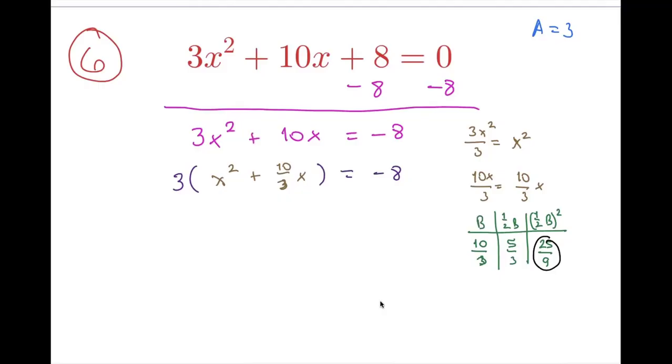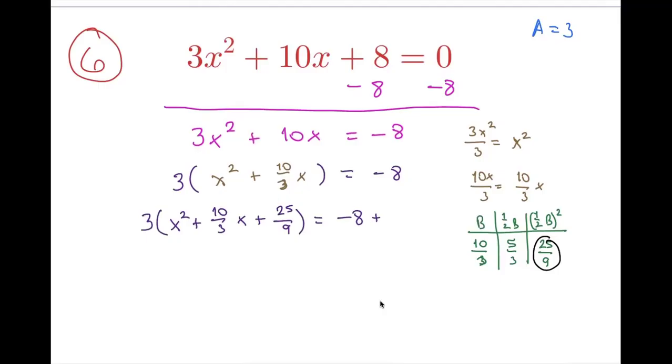So that means we're going to have 3 parentheses x squared plus 10 over 3x. And then we add on 25 over 9. Okay, and then equals, on the right side, we have negative 8. And then what do we add to that?